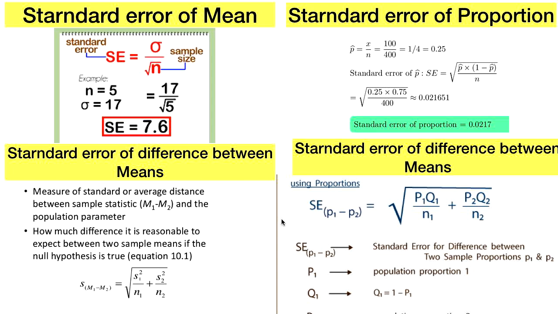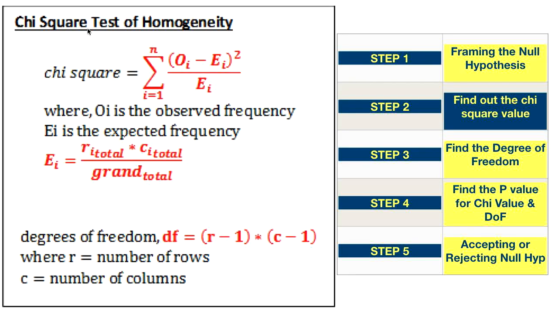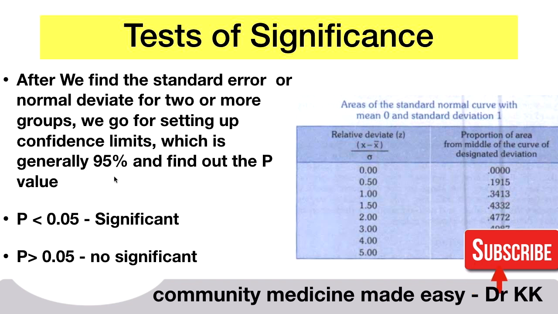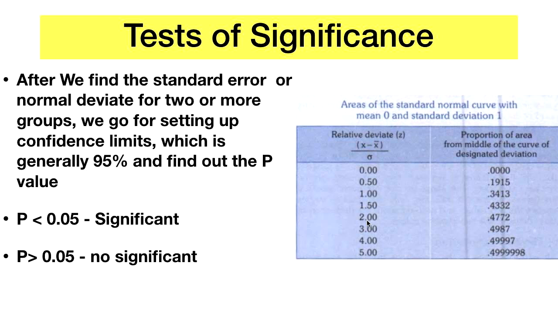And in all these tests, what we are actually studying is, we are getting either the standard error or the relative deviate. That is, after we find the standard error or normal deviate for two or more groups, we go for setting up the confidence limits, which is generally 95%, and we are going to find out the p-value. And what is the area under the curve? Suppose, I already told you, if it is more than 2, it is going to be significant, and the p-value is going to be less than 0.05. Or if the relative deviate or the standard error is less than 2, what will happen is the p-value will be more than 0.05, and it will become not significant. That's all about the test of significance.